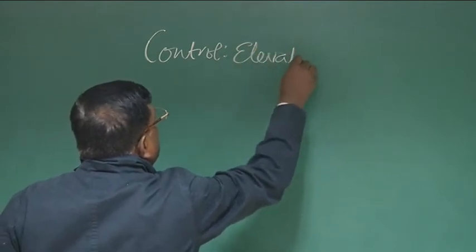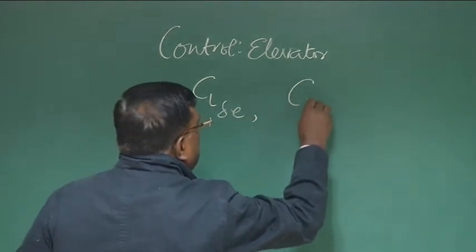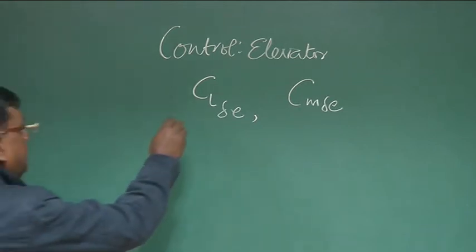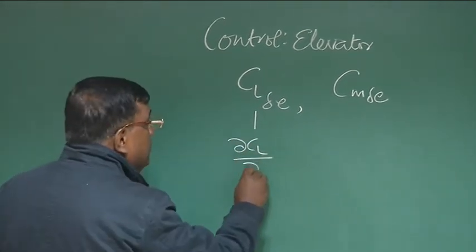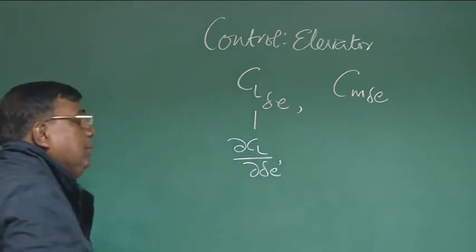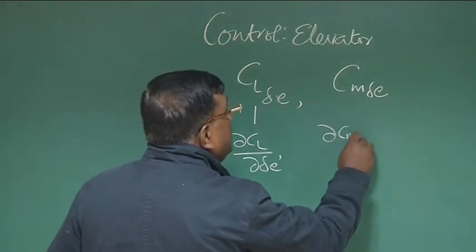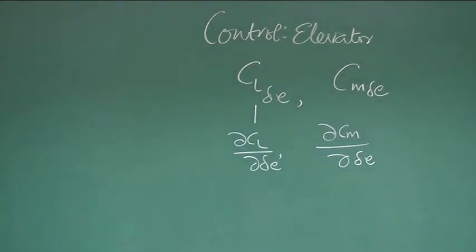The most important thing when we are discussing elevator control is that we talk about two derivatives, CL delta E and CM delta E. So let us again revisit and try to physically understand what CL delta E and CM delta E are. As per the definition, CL delta E means the change in CL of the whole airplane because of elevator deflection, keeping other things constant. What is CM delta E? This is the change in the pitching moment of the whole airplane per unit deflection of elevator, keeping everything constant. Right? Now let us see what the mechanism is.